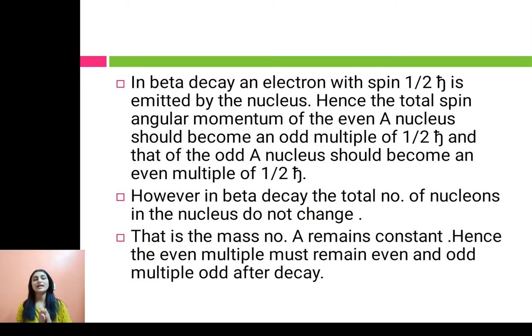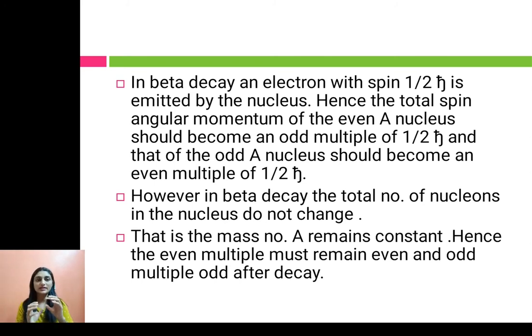In beta decay, an electron with spin half h cross is emitted by the nucleus. Hence, the total spin angular momentum of an even A nucleus should become odd, because half h cross is the spin of the electron, and that electron has come out of the nucleus. So if suppose I have 6 by 2 h cross as the spin of the nucleus, and half h cross has come out, so obviously it will be odd.